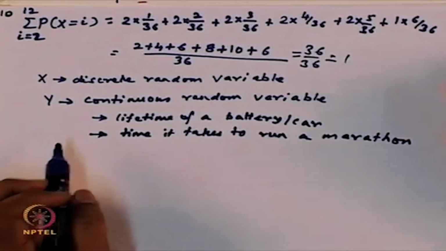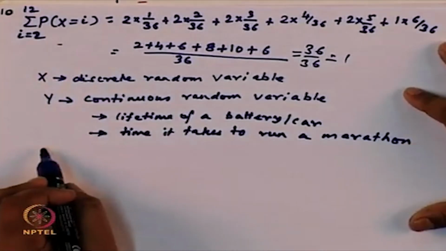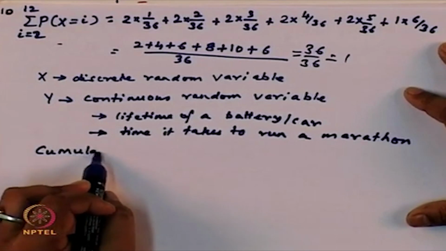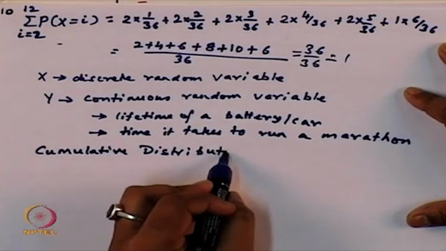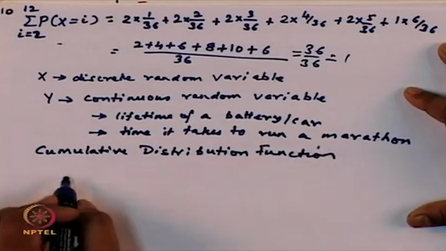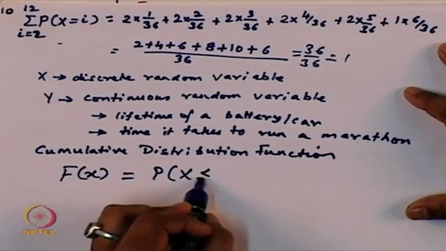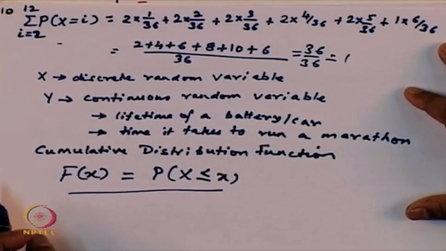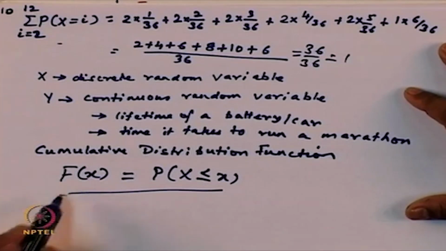Okay. So, based on the probability, I can define what is called a cumulative distribution function, and it is typically written as F of x, defined as the probability of X less than or equal to x. Using this particular definition, this applies for both discrete and continuous random variables.